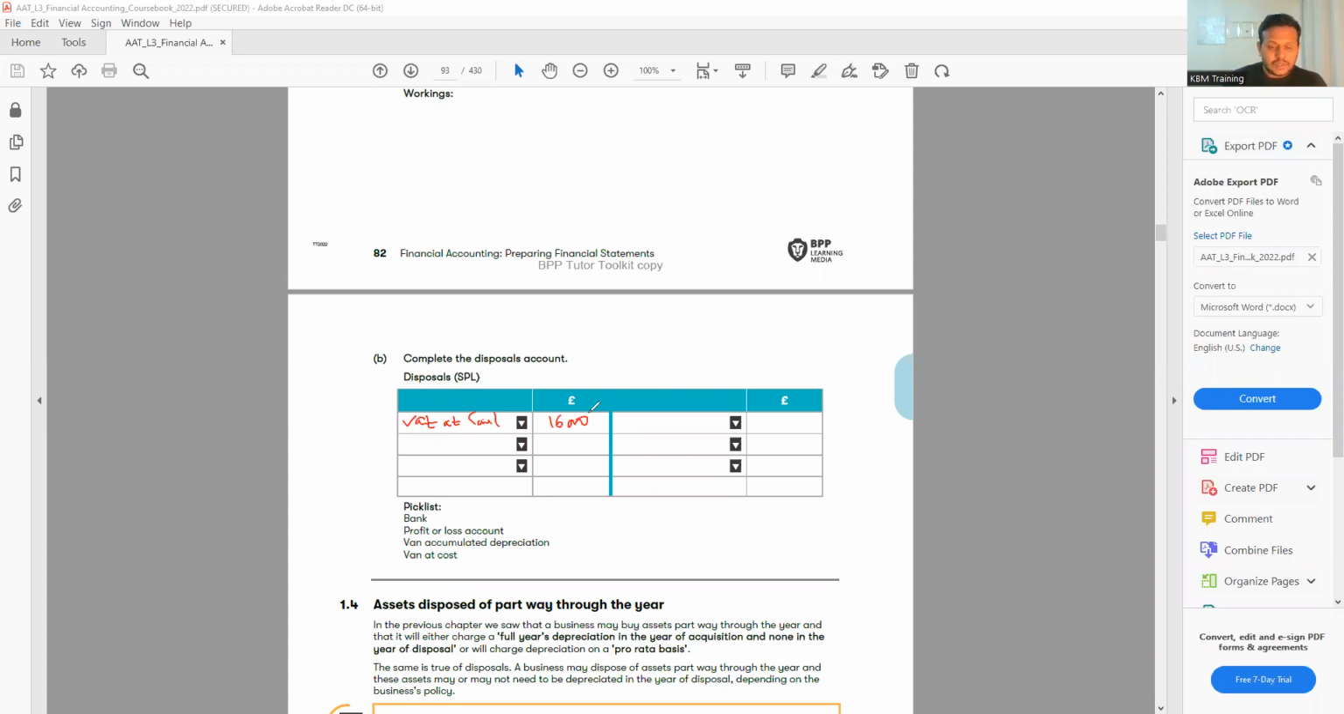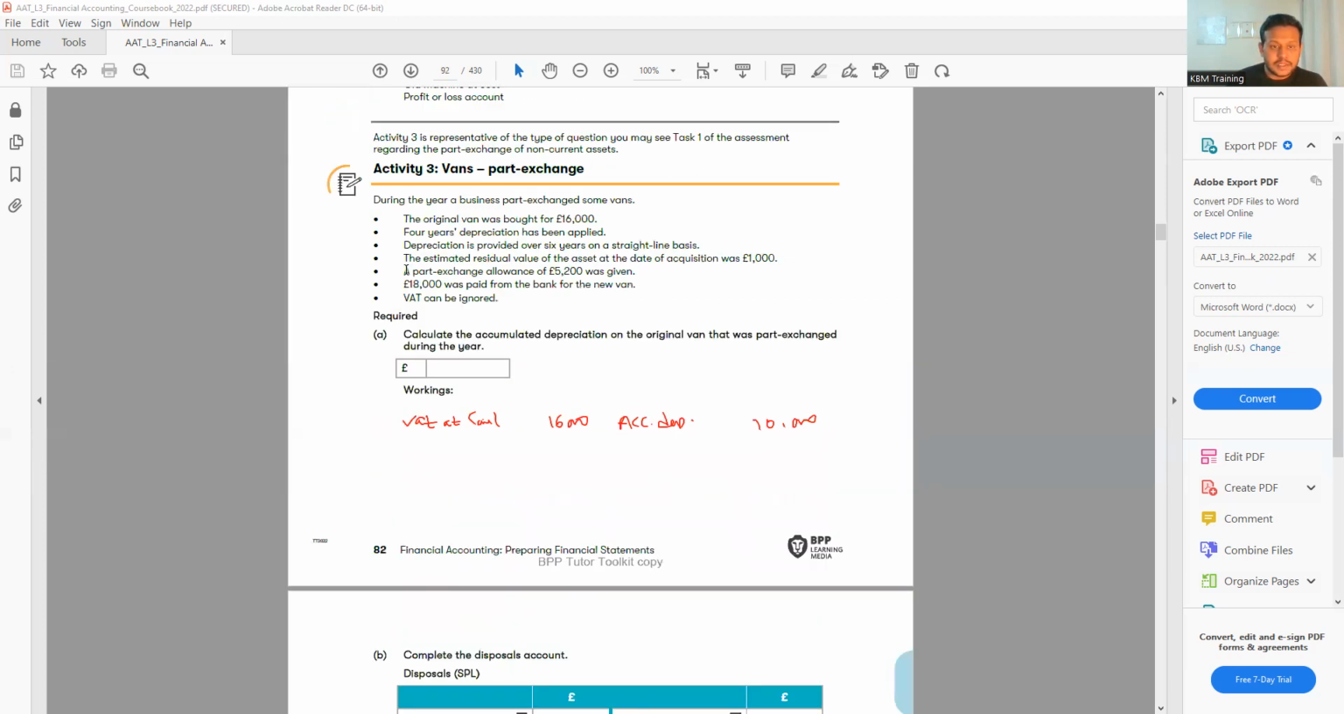Then also the depreciation needs to go. The accumulated depreciation will be debit and disposal credit. So on the credit side, we're going to write accumulated depreciation, and this is 10,000 that we have calculated. Then we need to see how much is the carrying value of the van, and whether I made a loss or gain. Now, if you remember, we have a part exchange value. The part exchange value was 5,200. Part exchange value actually means the selling value.